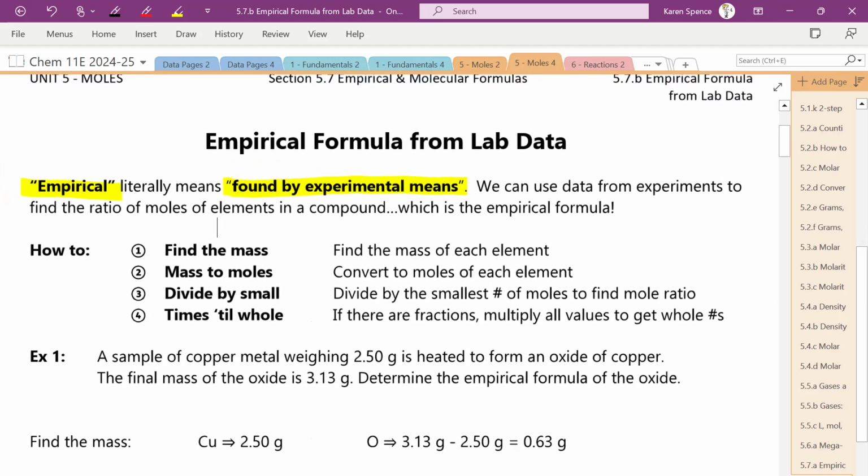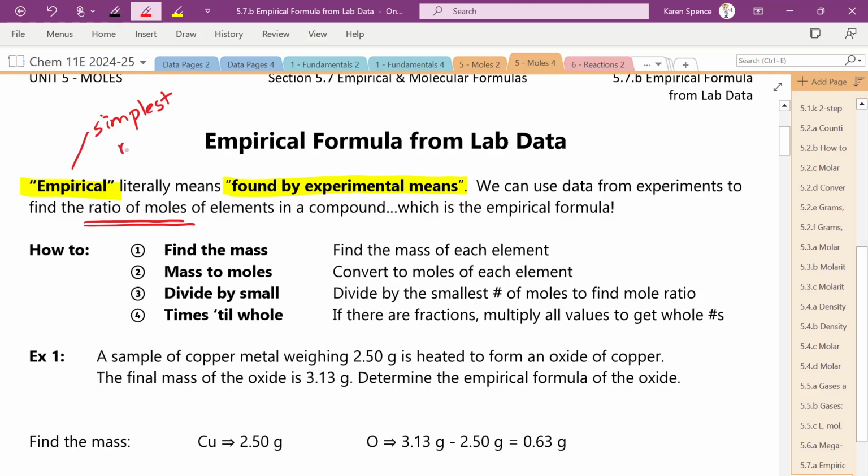So what we can do is use data from experiments to find the ratio of moles. And guess what the empirical formula is? It is the simplest ratio. Yes?